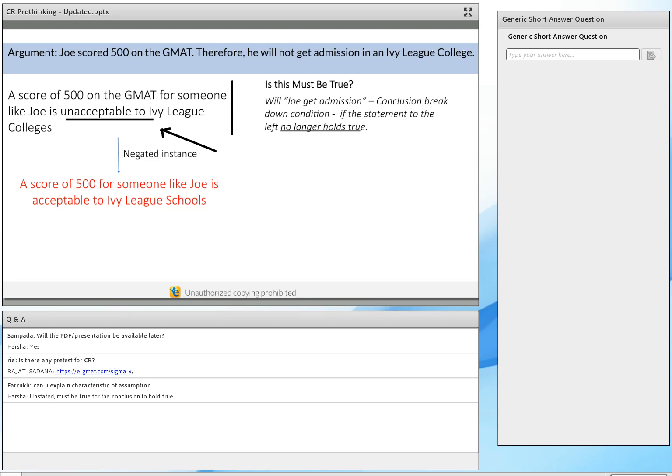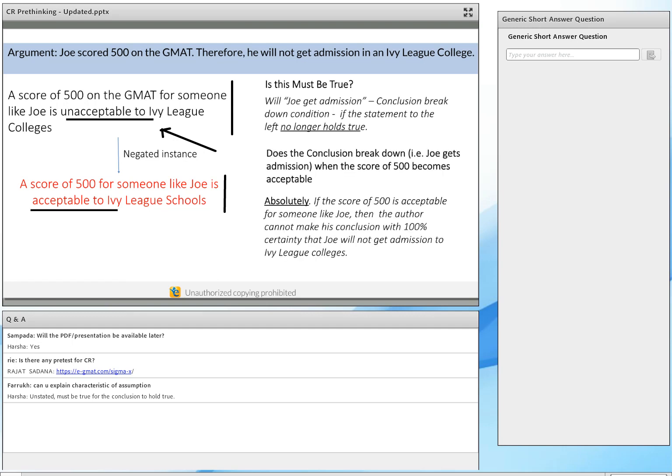a score of 500 for someone like Joe becomes acceptable to Ivy League colleges. Now, if that does become acceptable, then what happens to my conclusion? Does my conclusion get destroyed? Does it break down? Absolutely. Why? Because if a score of 500 becomes acceptable for someone like Joe, then I as an author cannot make a claim with 100% certainty that Joe will not get admission into an Ivy League college.